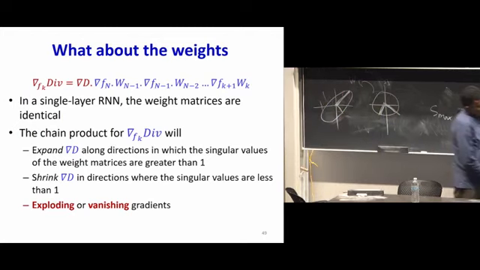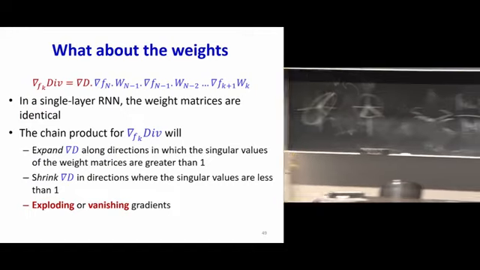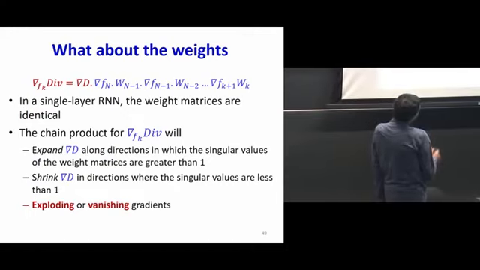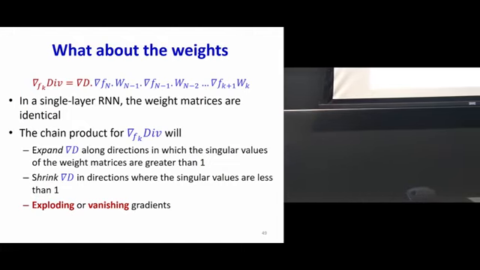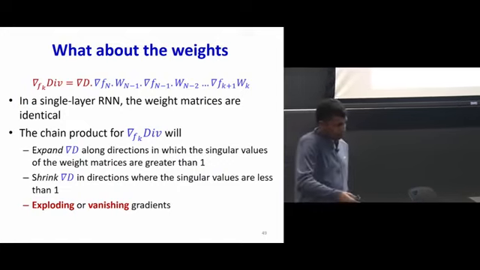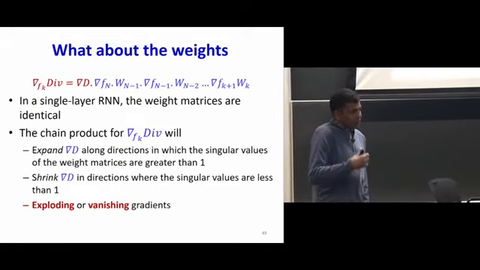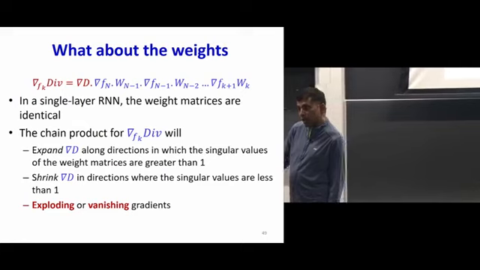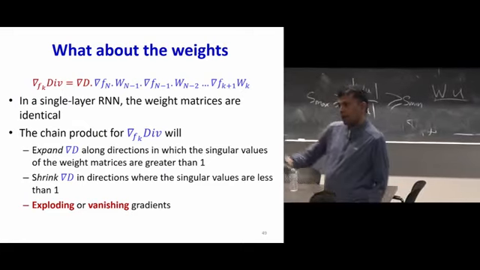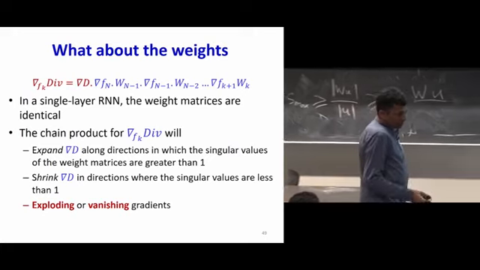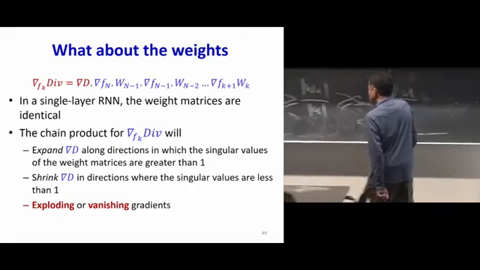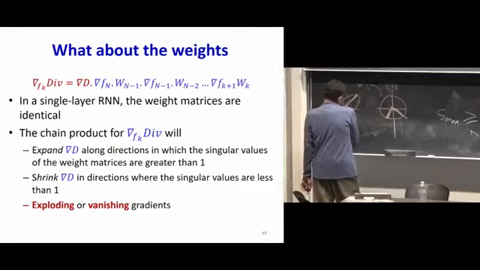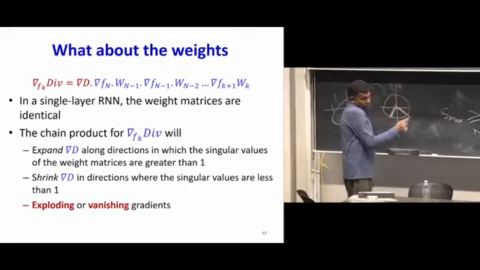So this means that if the input to any multiplication by W lies along one of the directions corresponding to a singular value that's less than 1, it's going to shrink. If it lies along any directions corresponding to singular values that are greater than 1, it's going to expand. Right? Every singular value has a corresponding singular vector. So if the input to the transformation has components only in this direction, it's going to shrink. If it has components in this direction, it's going to expand.